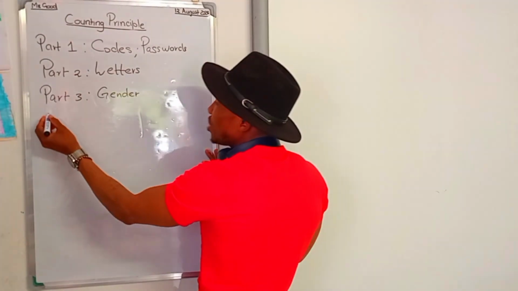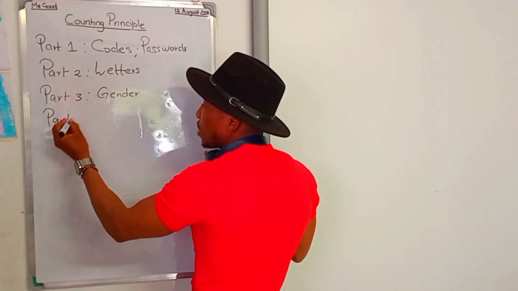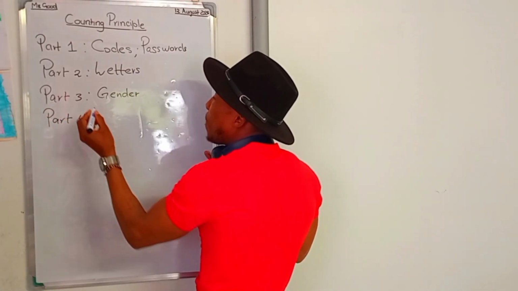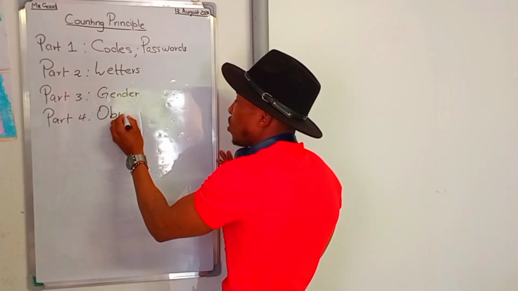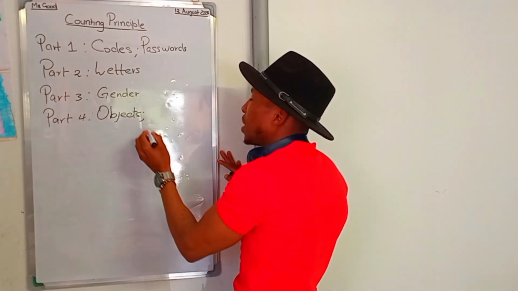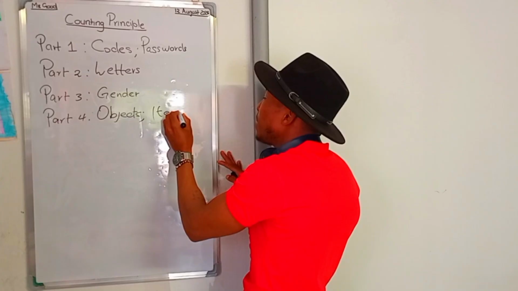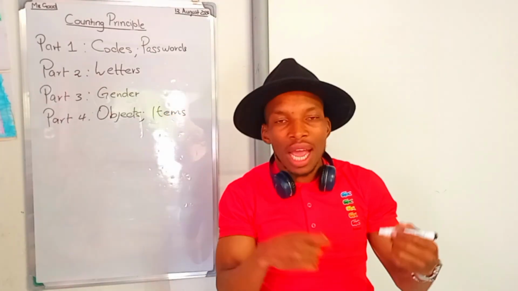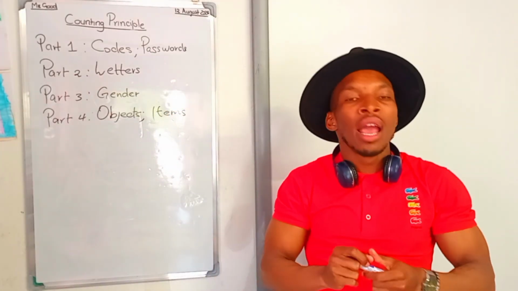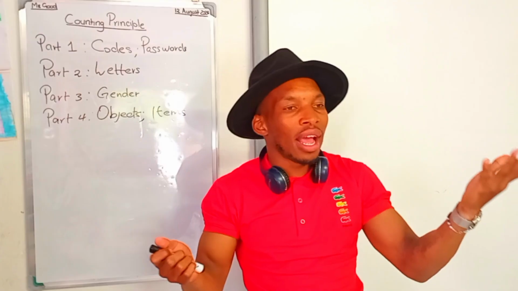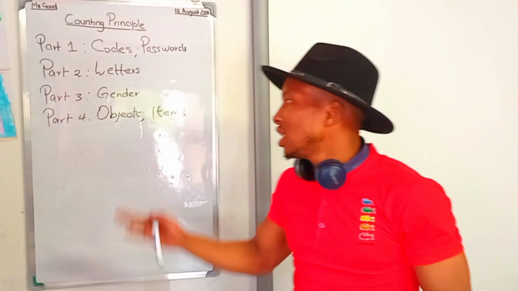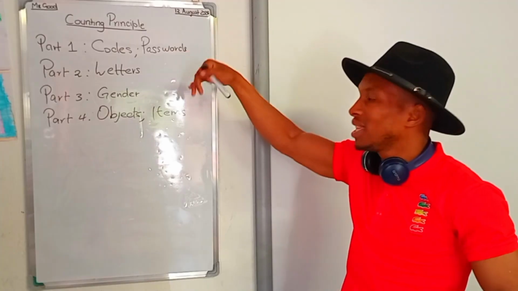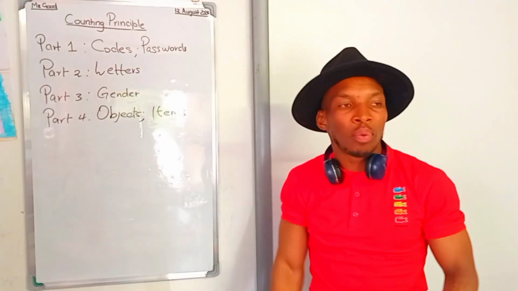Then our last one is part 4. Part 4, we normally say, is objects, whereby it is any objects or items like food, arranging food in a restaurant, items like books, arrangement on shelves. Then that is the summary of the counting principle for grade 12.